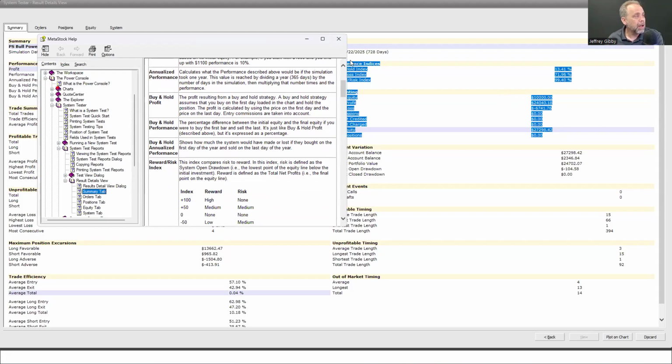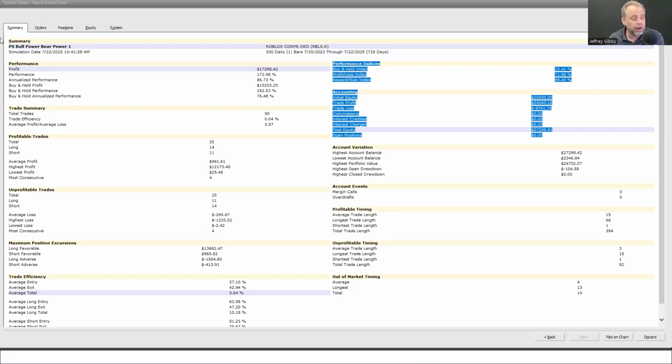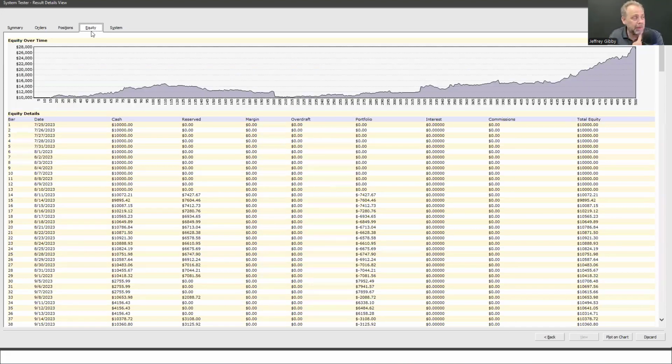The other thing I like to look at: you can look at our orders and our positions. I want to look at the equity curve. This is going to give us an idea, over that two-year period, of how our equity performed.